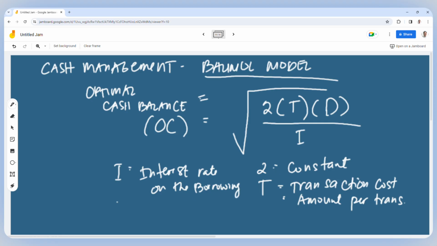And we have also here D. Ano yung D? Total demand for cash on time. Parang demand time lang yan. Ayan. So, yan class, ang formula ha. 2 to be multiplied by T divided by I. So, 2 is constant, T is transaction cost or amount per transactions, and you have I as interest rate on the borrowing, and D naman is total demand for cash on time.